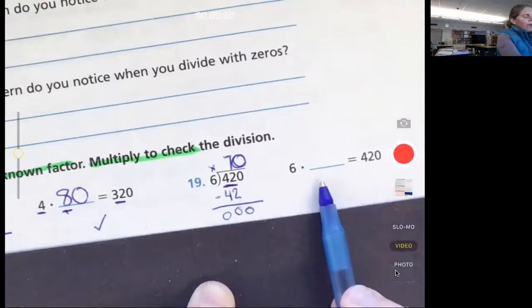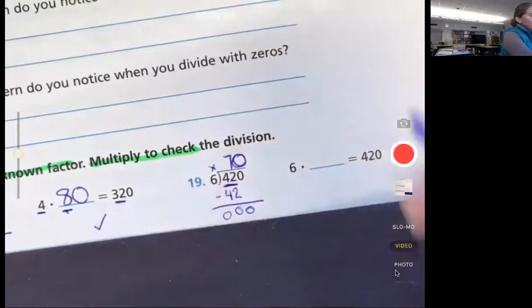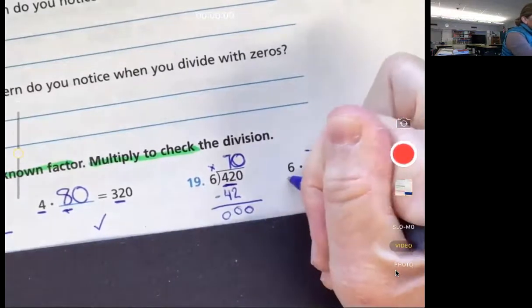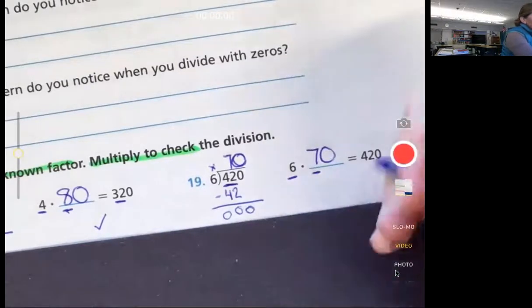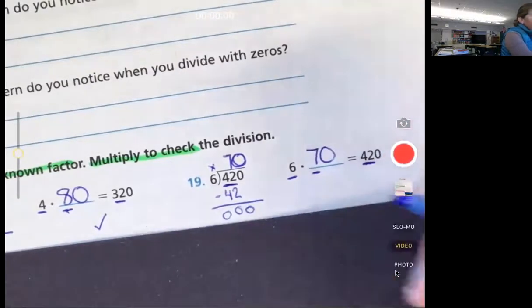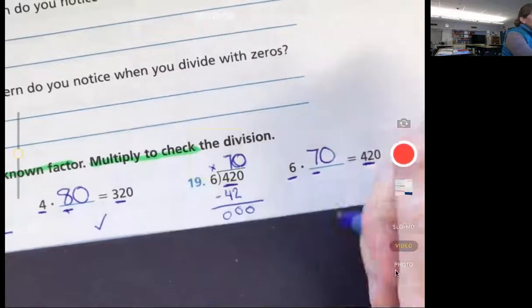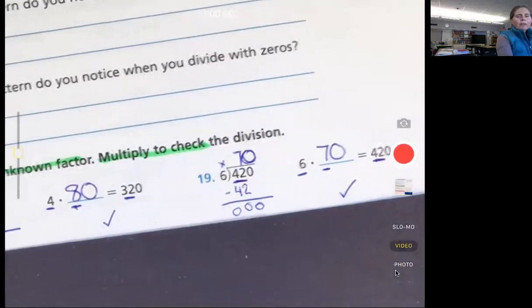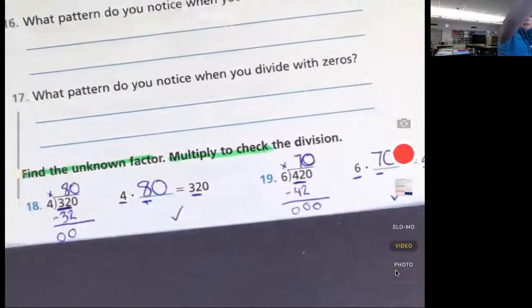So as we check, we're saying 6 times 70 equals 420. Let's check it. I'll take my whole numbers. 6 times 7, I know that's 42, and I have 1 zero to add to the end. So yes, it checks. Okay, so that's a little introduction about multiplying and dividing with zeros.